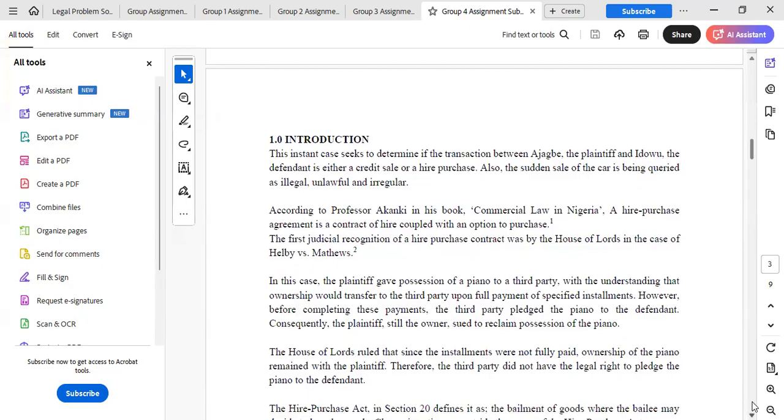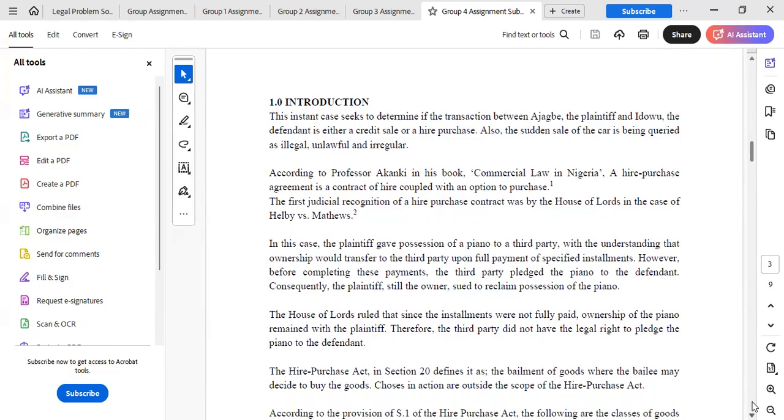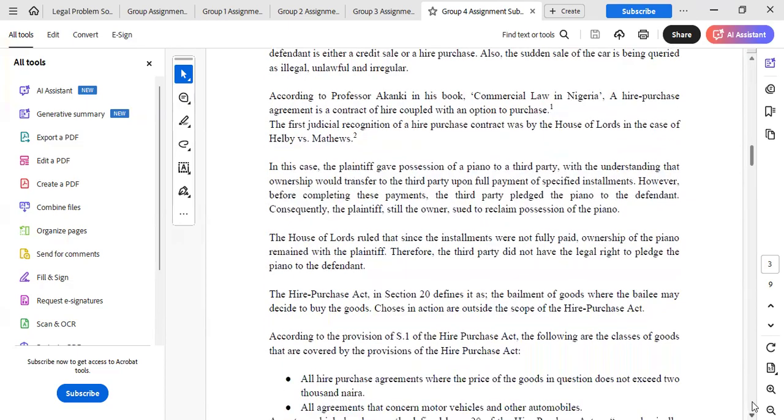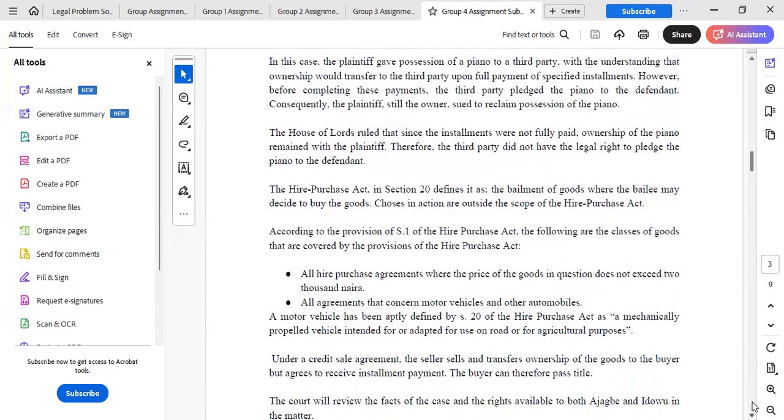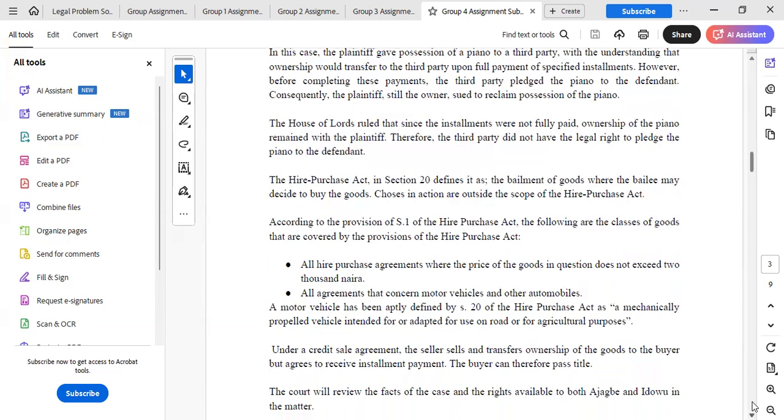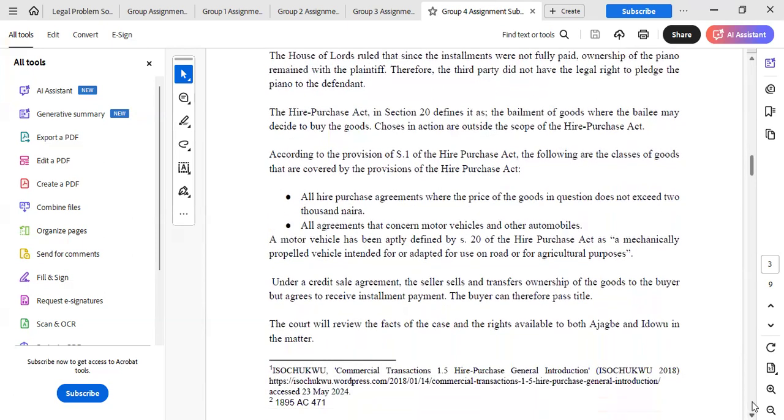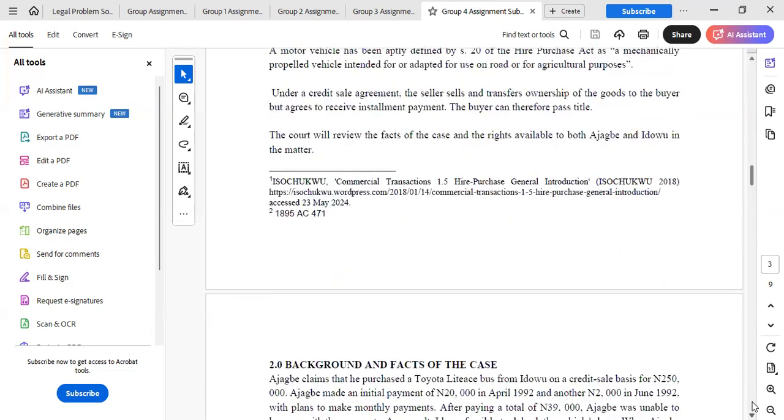And so according to Professor Akonki, he went into secondary sources, commercial law in Nigeria: hire purchase agreement is a contract of hire coupled with the option to purchase, and the first judicial recognition of hire purchase contract was by the House of Lords in the case of Helby v Matthews. So you can see that they are now going into the topic. They're also referencing the Hire Purchase Act, Section 20 defines it as this, just like how you do an article and you have to do the introduction first.